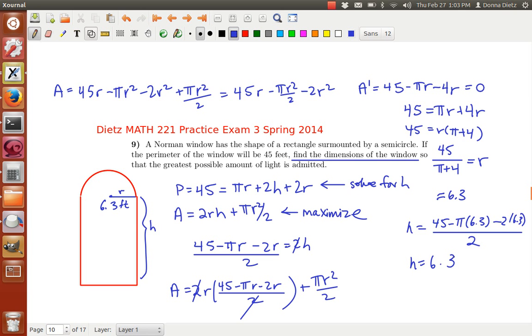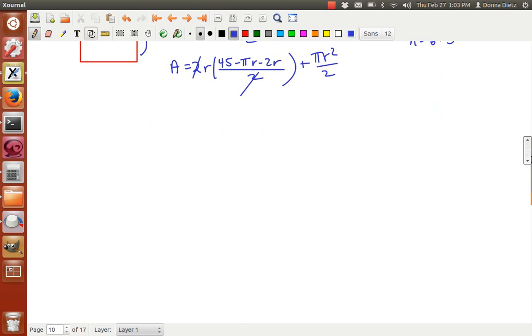Now, is it right? 45 minus pi times 6.3 minus 2 times 6.3 equals. Then I'm going to divide by 2. I got 6.3. That does not even sound right. Well, that's what my answer key says. So, the next thing I do is I check to see, so 6.3 feet. Okay, so now let's check with the question, right, to see if the perimeter is 45 feet. This is a sanity check, and it doesn't need to be done if you're running out of time on an exam.